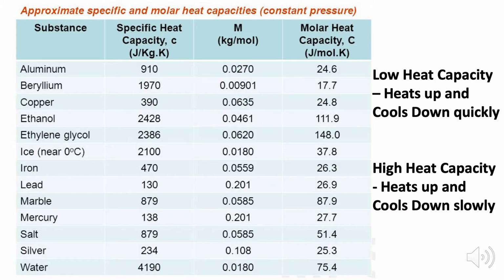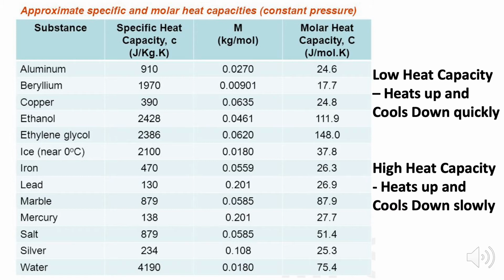Now here's a table, and if you look at the second column where it says specific heat capacity, it gives you the specific heat of different materials. On this chart it says water is 4,190, they just rounded it up, but the more precise value is 4,186. What you should know about heat capacities is that if a material has a low heat capacity, a smaller number, it's going to heat up and cool down quickly. If you have a high heat capacity, that means it's going to heat up and cool down slowly.